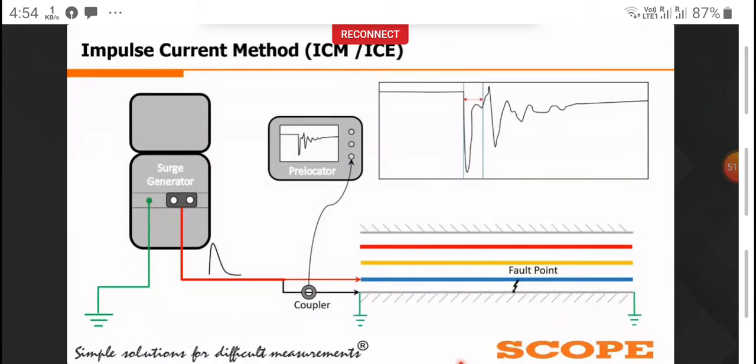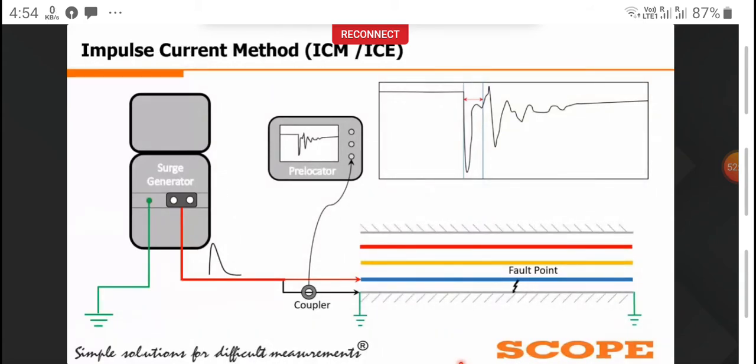In this method, the prelocator does not send any signal into the cable; practically it is not acting as a source. It is acting as an oscilloscope or a transient recorder, which only records the current transients using the coupler, and by plotting the graph it determines the fault distance.